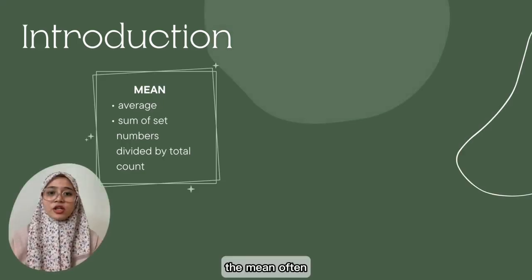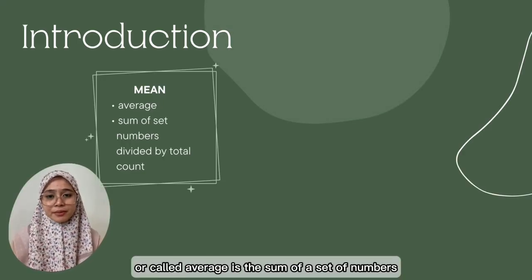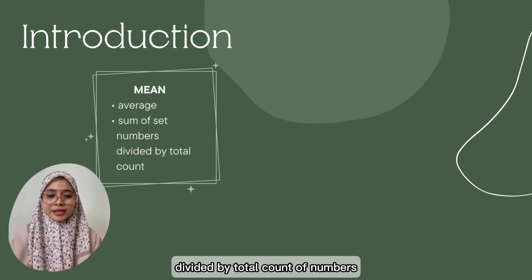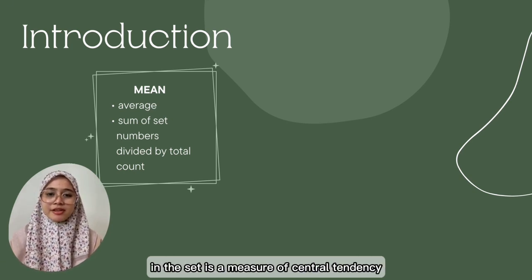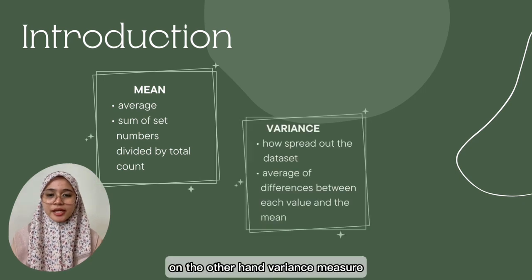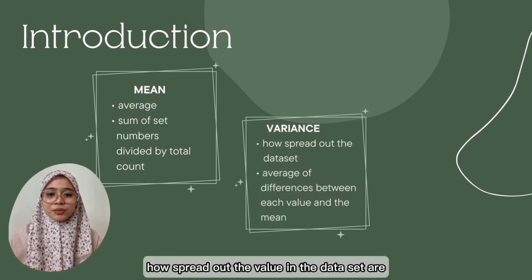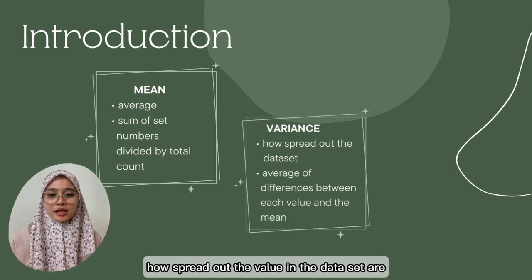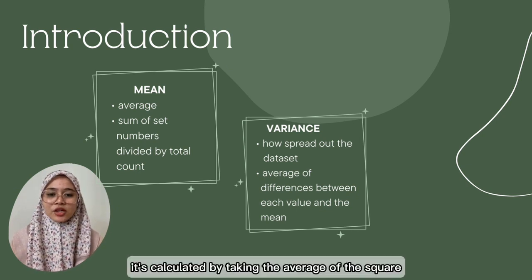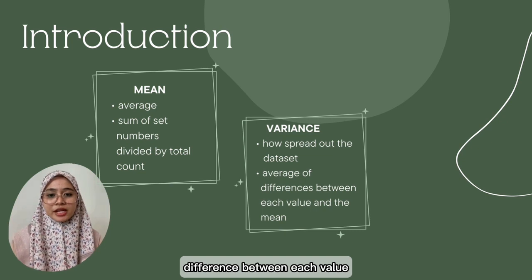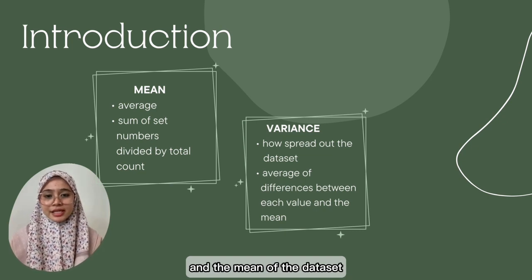The mean, often called the average, is the sum of a set of numbers divided by the total count of numbers in the set. It's a measure of central tendency. On the other hand, variance measures how spread out the values in the dataset are from the mean. It's calculated by taking the average of the squared differences between each value and the mean of the dataset.